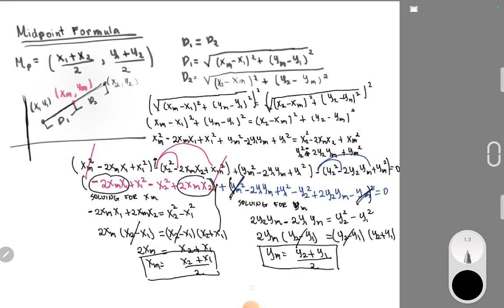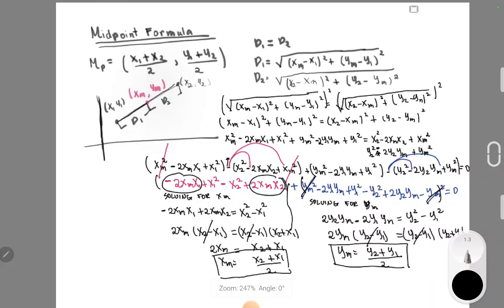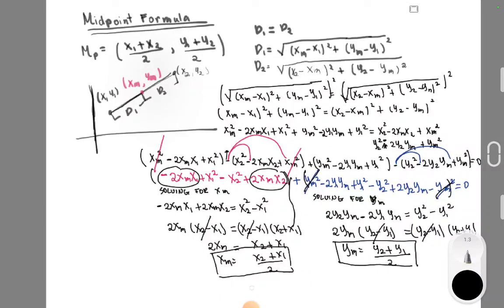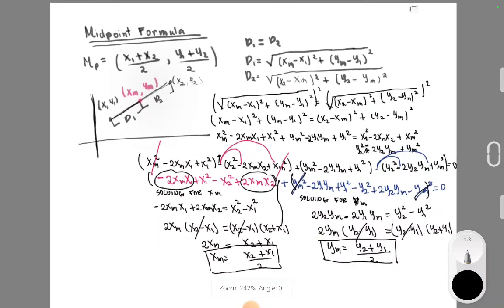Okay, so this is my algebraic derivation of my midpoint formula, in which you can see that we have proven that the midpoint is equal to x1 plus x2 all over 2 and y1 plus y2 all over 2. Okay, so that would be our midpoint formula.